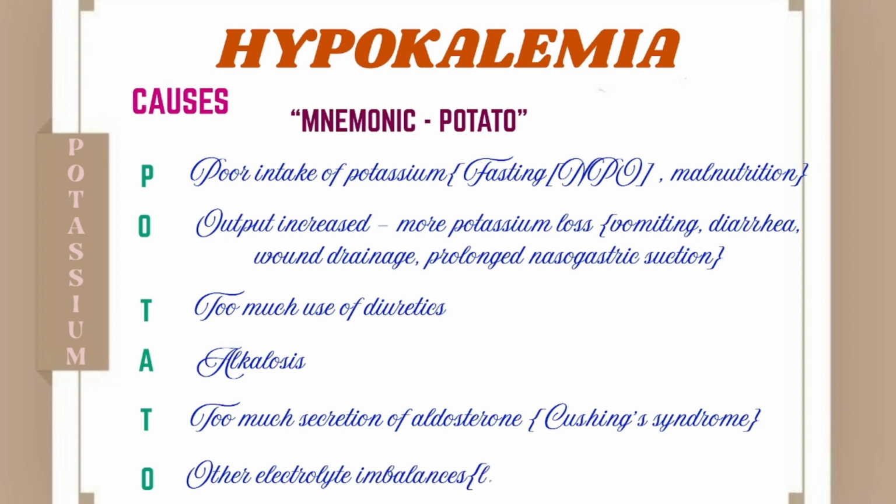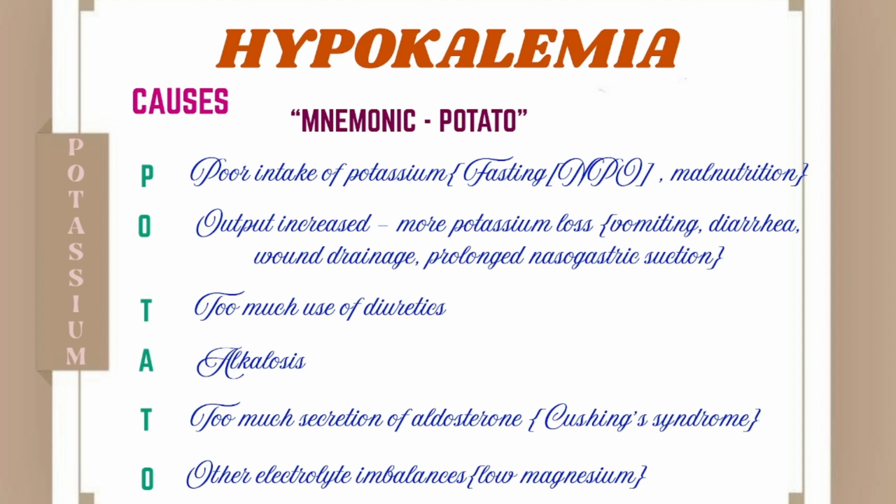O stands for other electrolyte imbalances, mainly low magnesium. If there is low magnesium, then low magnesium will increase potassium loss through the urine and will also prevent potassium reabsorption, and the result will be low potassium. And if we have to correct potassium imbalance, then first we have to correct magnesium imbalance, because potassium will not improve until magnesium is corrected.